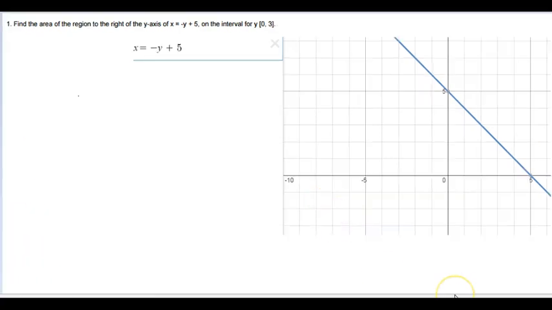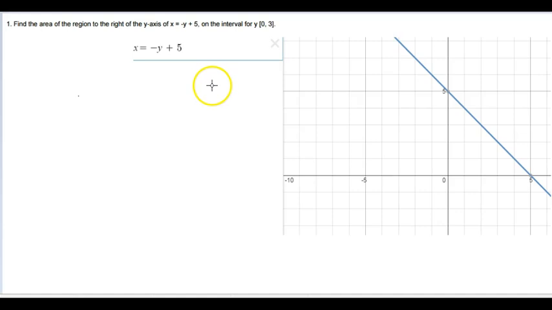Here's an example. We're going to find the area of the region to the right of the y-axis at x equals negative y plus 5. So notice, it's x equals instead of y equals, and then everything's written in terms of y. And that's going to be your clue, by the way, that you're finding the area between the y-axis when you have it x equals and the equation's written in terms of y.